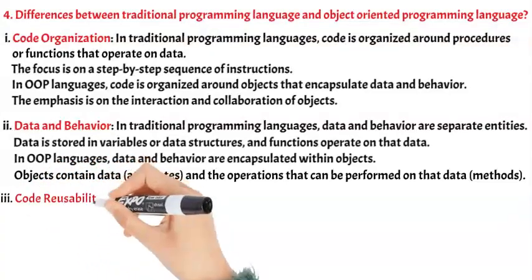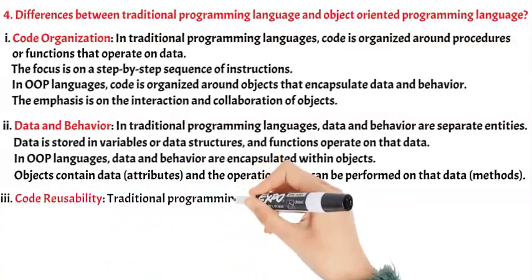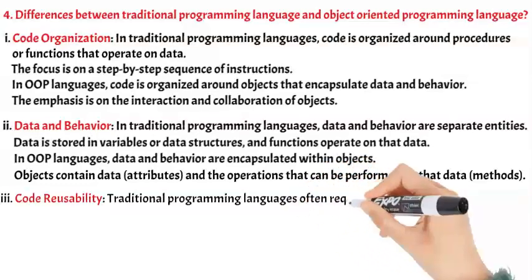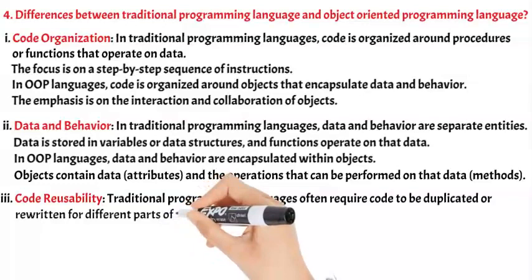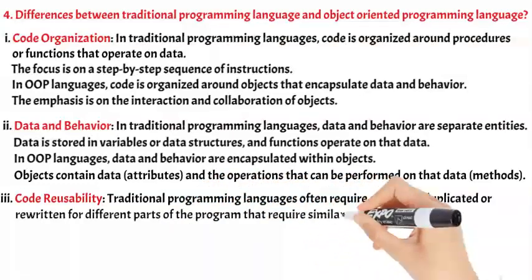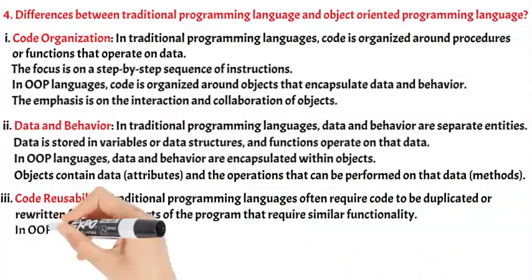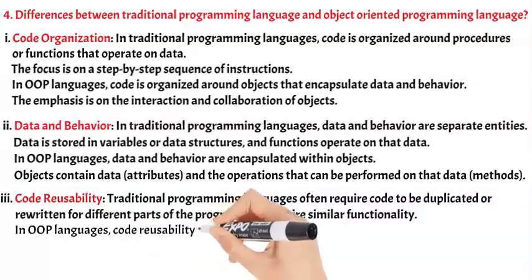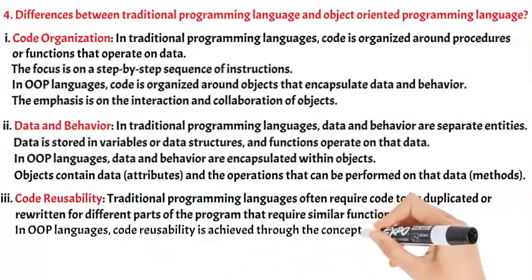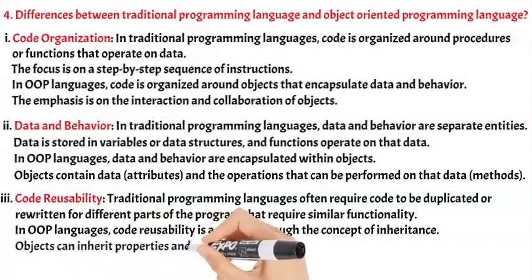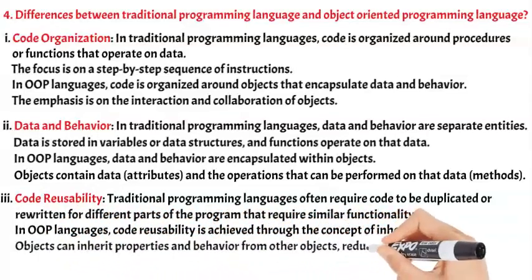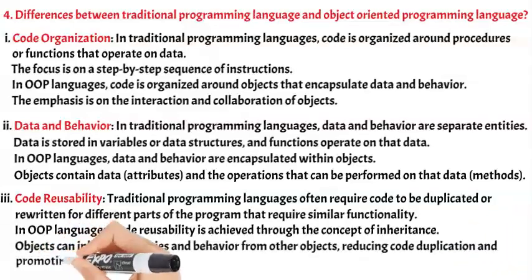3. Code reusability. Traditional programming languages often require code to be duplicated or rewritten for different parts of the program that require similar functionality. In OOP languages, code reusability is achieved through the concept of inheritance. Objects can inherit properties and behavior from other objects, reducing code duplication and promoting code reuse.